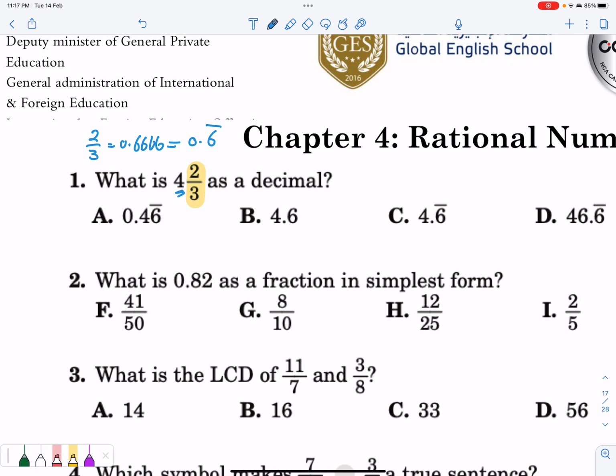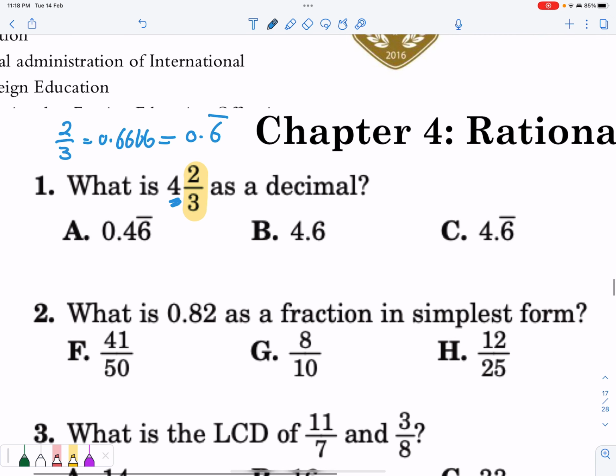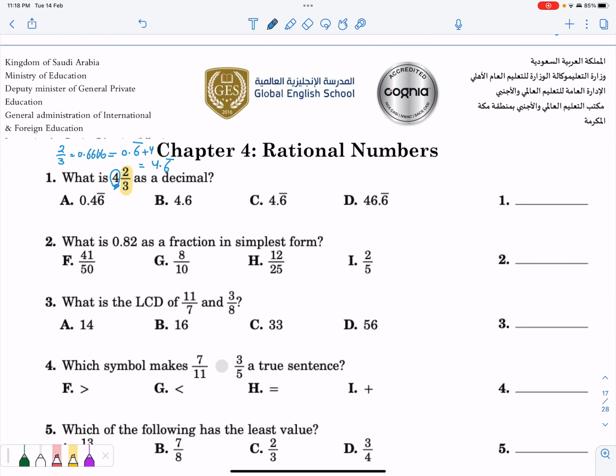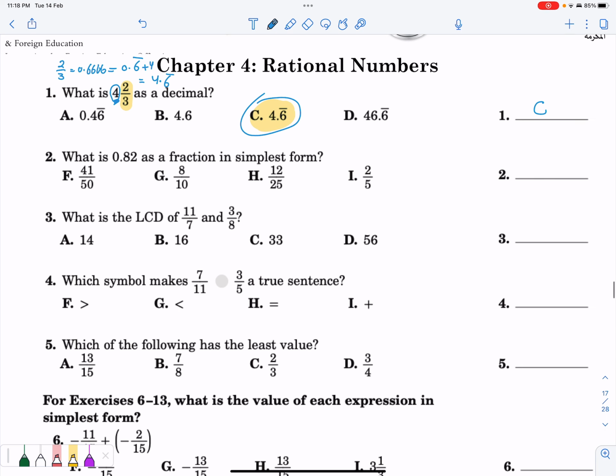But because we have the whole number 4, this means you will add 4 to that. So that would be 4.6 with a bar up like that. So which one is the correct answer? Of course, it is answer C. So 4 and 6 as a repeated number.